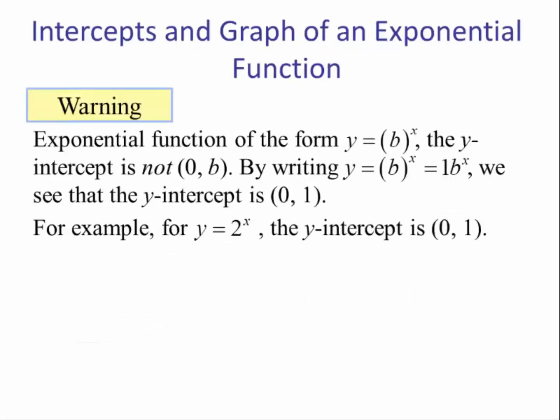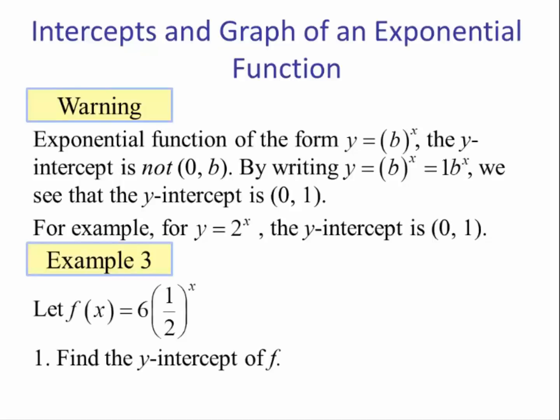Intercepts and the graph of an exponential function. Warning: for an exponential function of the form y equals b to the x, the y-intercept is not 0, b. By writing y equals b to the x equals 1 times b to the x, we see that the y-intercept is 0, 1. For example, for y equals 2 to the x, the y-intercept is 0, 1.